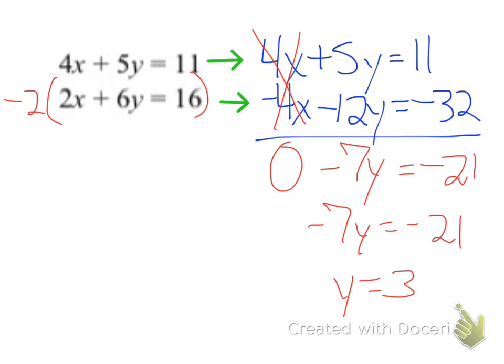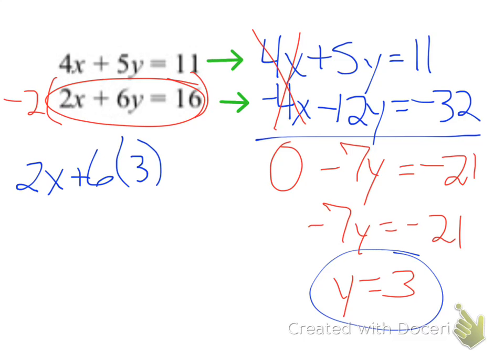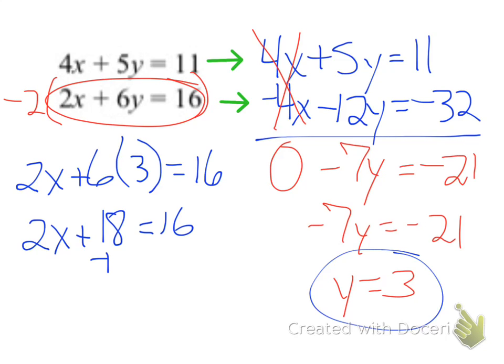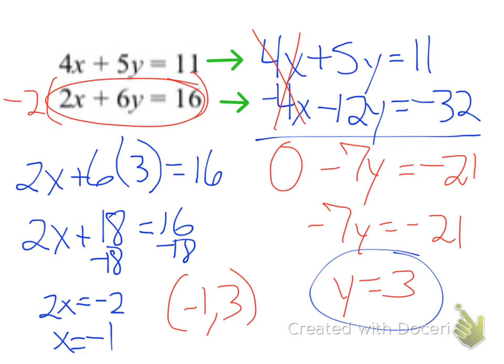Again, to solve for my other variable, I'm going to pick one of the equations and plug it in. It does not matter which one. I'll just pick the bottom one. So 2 times x plus 6 times my y value, which we just figured out, is 3 equals 16. So 2x plus 18 equals 16. Subtracting the 18 away from both sides, I get 2x to equal a negative 2, so x is a negative 1. My coordinate point then, negative 1, positive 3. And those are the 3 different ways of solving systems of equations.